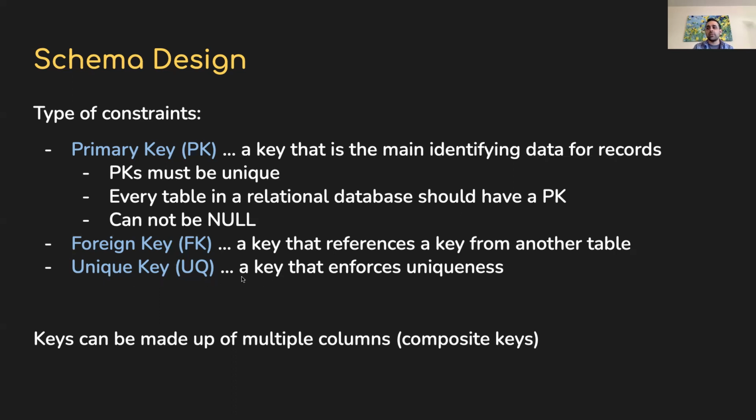But unique keys are a key that enforces uniqueness outside of your primary key. So your primary key is going to be unique. That is guaranteed. But let's say you need some additional unique information in a given table. You could add additional unique keys that make sure that no value is duplicated within that table. And we'll see examples of all 3 of these with our example shortly. Any questions on primary keys, foreign keys, or unique keys?